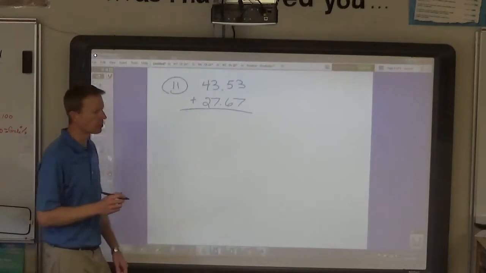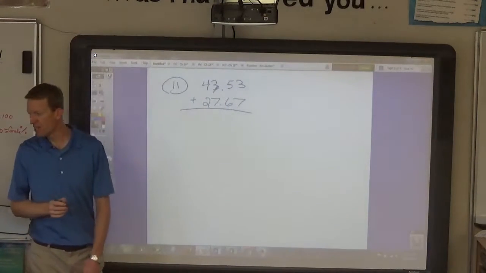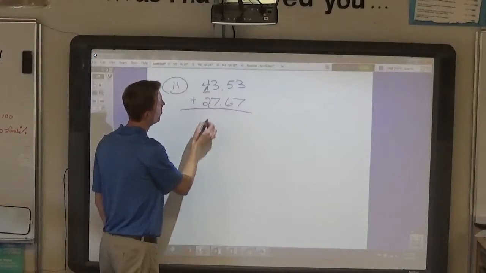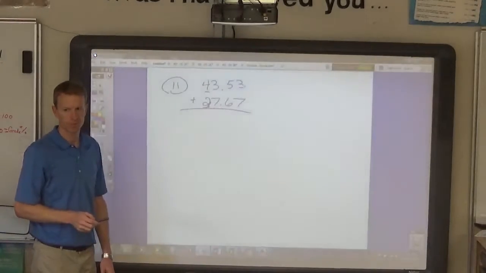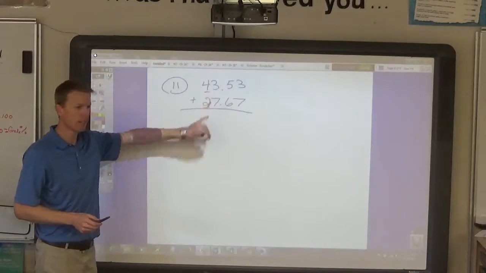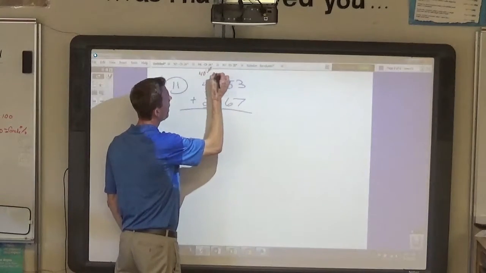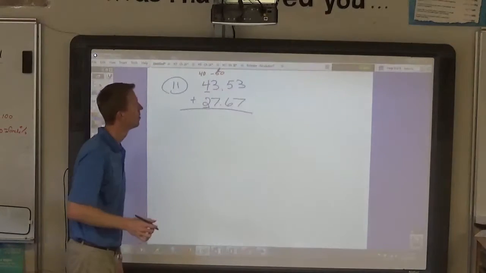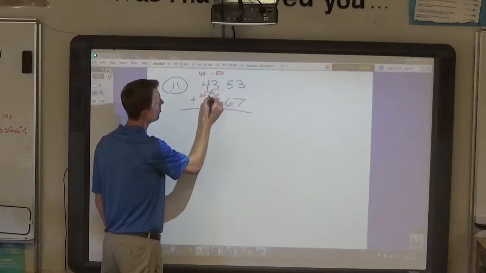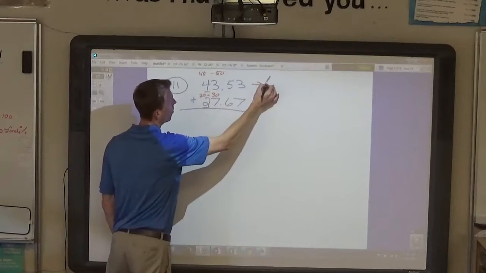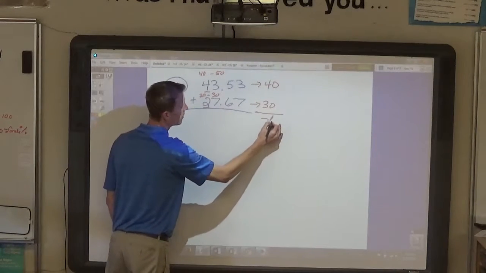Now it says estimate first. So we're going to round this to the nearest. Let's see, we should use front end estimation here. So we're going to round this to the nearest 10. Both of these numbers are in the 10s. This is between 40 and 50. And this is between 20 and 30. 43 is closest to 40. And 27 is closest to 30. So our estimate is 70.